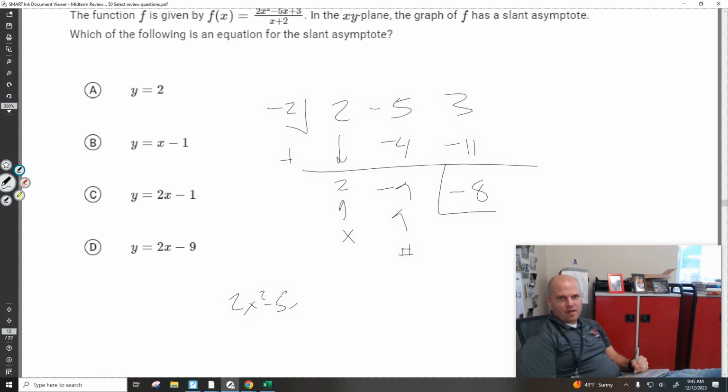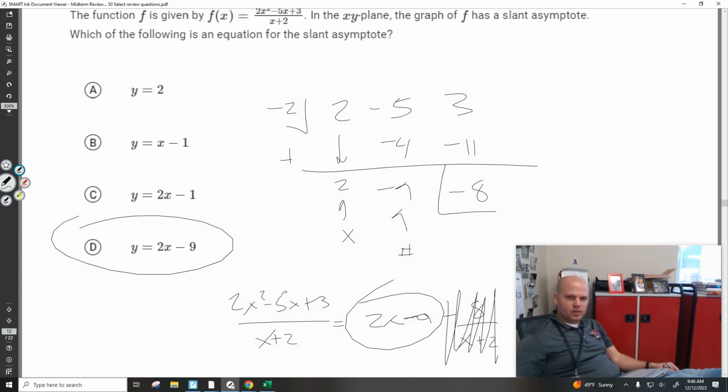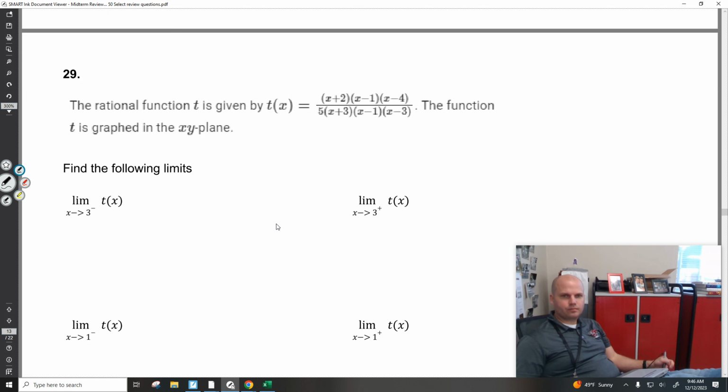2x squared minus 5x plus 3 over x plus 2 is equal to 2x minus 9 plus 21 over x plus 2. As x approaches infinity, this goes to 0. This would be our end behavior's equation. Just that. Okay, notice we don't have the extra stuff. The extra stuff shows the equivalent form of our rational expression.